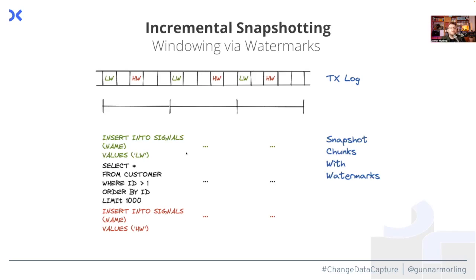So we insert the low watermark. Then we run this next snapshot chunk transaction or selection, so let's say the next 1,000 customers. And then we insert a high watermark. So this concludes this chunk of data. And this is what's happening step by step.